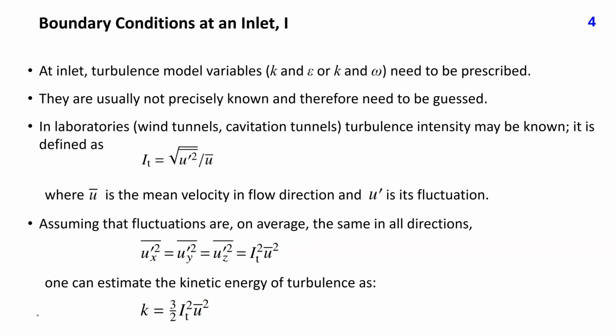It is defined as the root mean square of velocity fluctuation in flow direction divided by the mean velocity, as given by this expression. Here, u with over bar is the mean velocity in flow direction, and u prime is its fluctuation. Assuming that fluctuations are, on average, the same in all directions, as indicated by this expression, one can estimate the kinetic energy of turbulence as 1.5 times turbulence intensity squared times mean velocity squared.